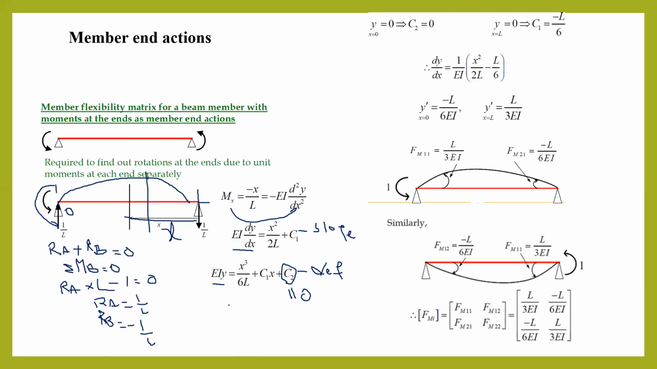y is equal to 0. So x cube means L cube. So L cube by 6L is equal to plus L cube by 6L plus C1L is equal to 0. From this, C1 will be obtained, and that is given by minus of L1 by 6. Okay. Now dy by dx. So dy by dx is equal to 1 by EI into the slope equation is obtained.